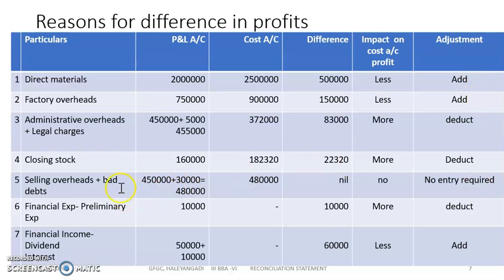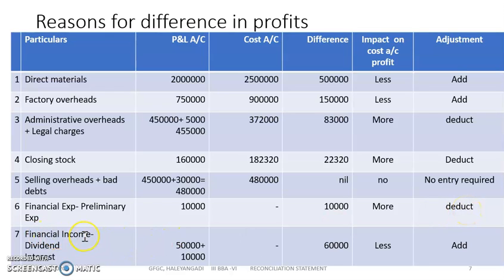That's all. Okay, selling overheads, add back, you have to add the bad debts to that. It comes to 4 lakh 80 in your P&L account. In the cost sheet it is 4 lakh 80, so no difference, so no entry or adjustment required. Now coming to financial expense, preliminary expenses written off. This is a financial item and will not appear in the cost sheet, which means in the P&L account you have shown an expense of 10,000. In the cost sheet you have not shown that expense, which means your cost sheet profit is more by 10,000. So deduct it.